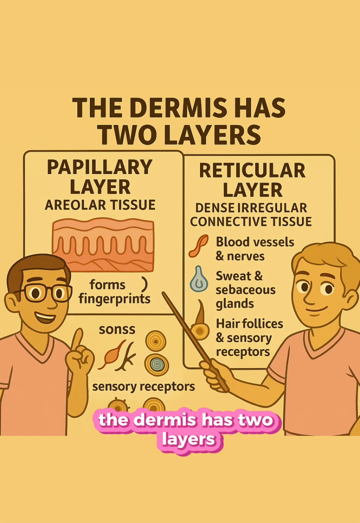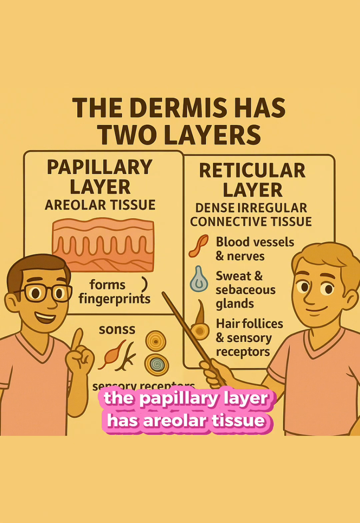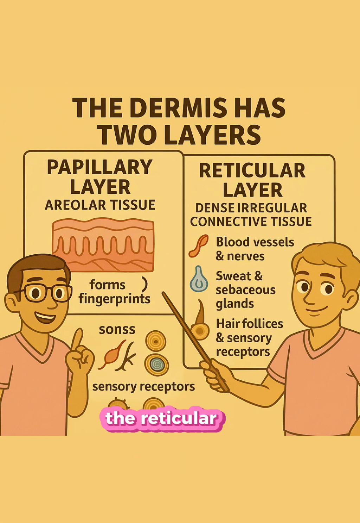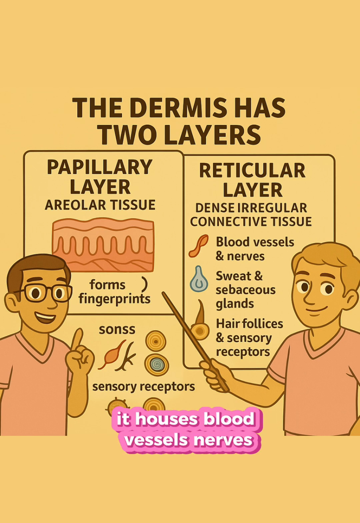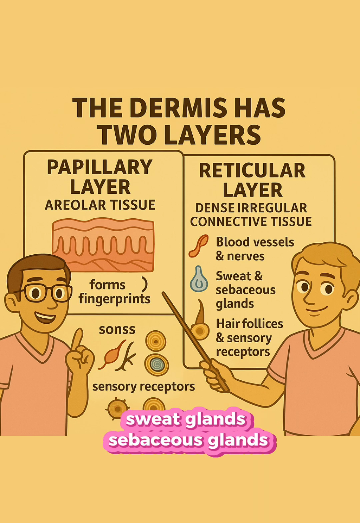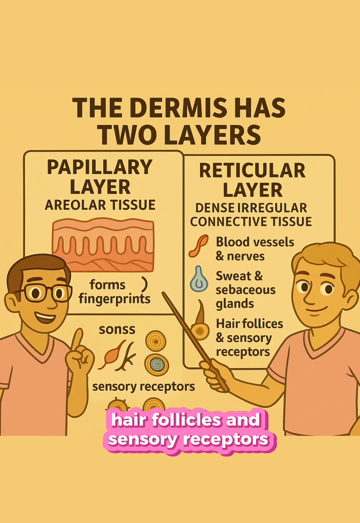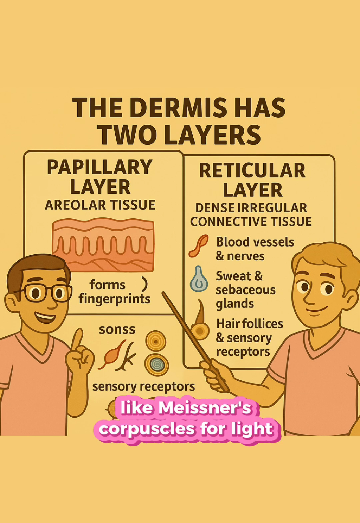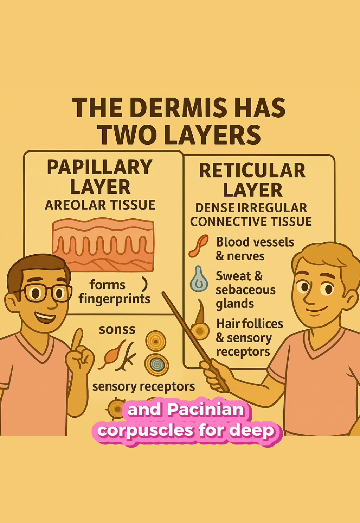The dermis has two layers. The papillary layer has areolar tissue and forms fingerprints. The reticular layer has dense, irregular connective tissue. It houses blood vessels, nerves, sweat glands, sebaceous glands, hair follicles, and sensory receptors, like Meissner's corpuscles for light touch and Pacinian corpuscles for deep pressure.